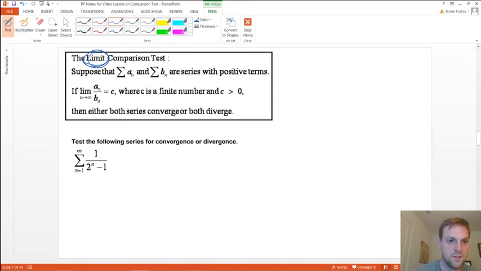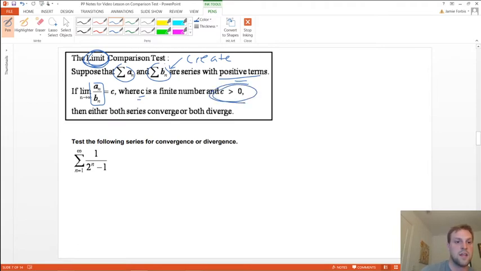Suppose we have the summation of a sub n and the summation of b sub n, b sub n still being the one that we're creating, and they're all positive terms. Then, if the limit as n approaches infinity of a sub n over b sub n, which we've seen before with the ratio test, talking about a sub n plus 1 over a sub n. Now it's a little bit different. It's two separate equations. If that equals some value c that is greater than 0, then either both converge or both diverge. So it's still important to know what b sub n does at the very beginning.